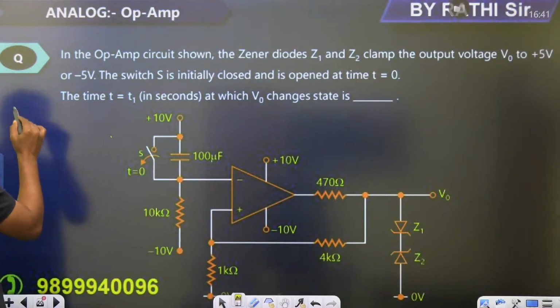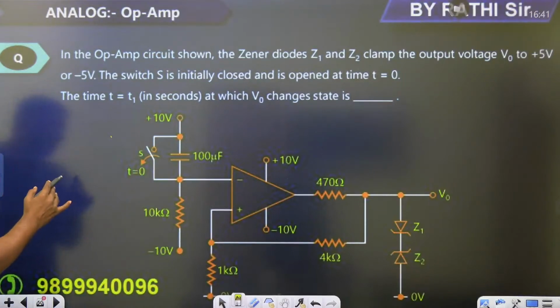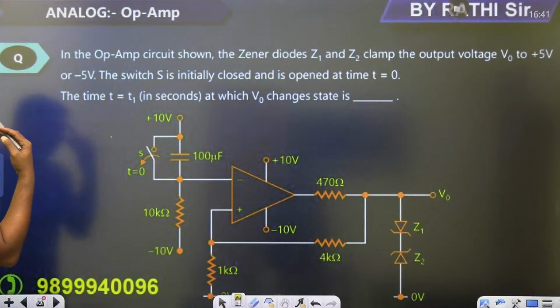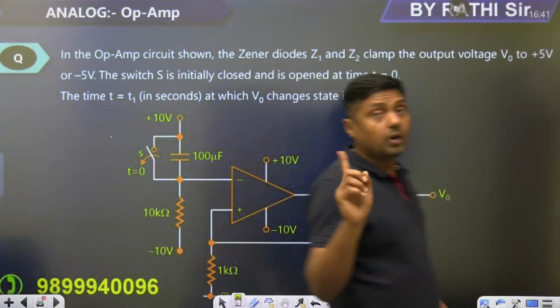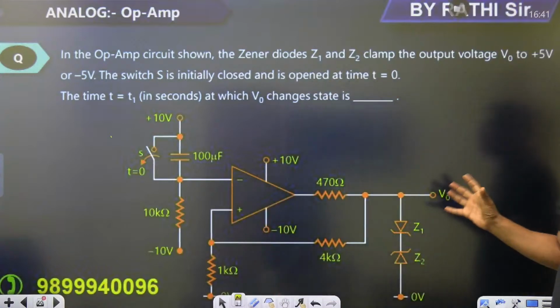It is a combination of what network and what analog, and you will get the multiple concepts from this particular question. Don't try to mug up, try to understand this type of questions, guys.